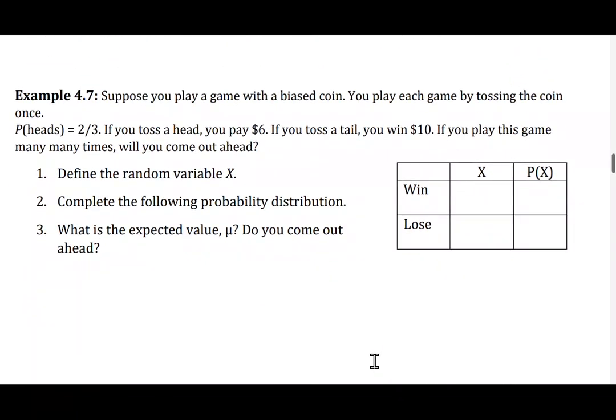Suppose you play a game with a biased coin. A biased coin just means that the coin is an unfair coin, meaning that it's going to land on one side more frequently than the other side. You play each game by tossing a coin once. The probability of heads is 2/3. Oh, that's where that biasedness is coming in. It has a higher likelihood of landing on heads than tails.